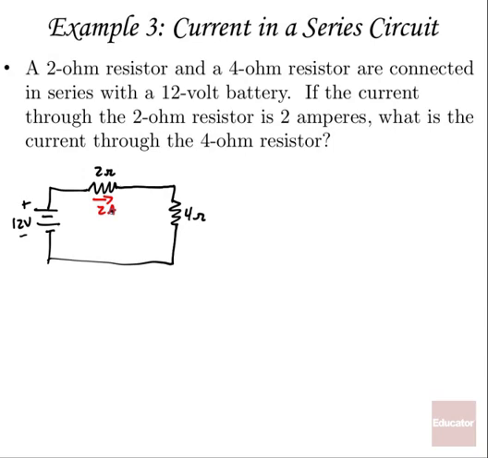Oh, I don't even have to go make a VERP table. This is just Kirchhoff's current law. I must have 2 amps flowing through there as well due to KCL, Kirchhoff's current law. I equals 2 amps. Very straightforward there.